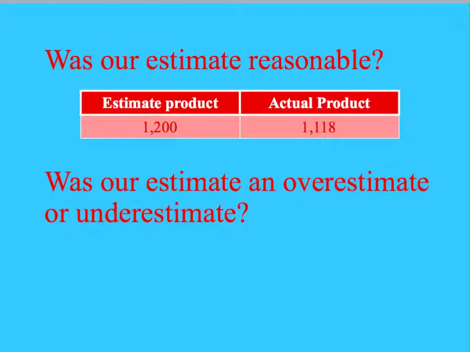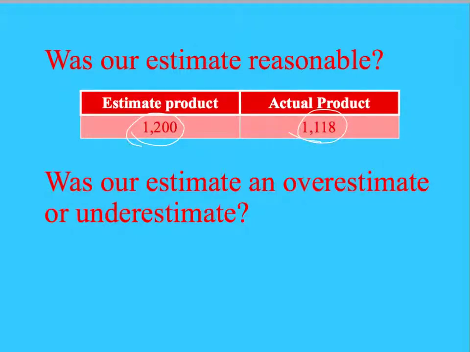Now let's take a look at our product and our estimate and see if it was a reasonable estimate. So here this chart shows our estimated product that we found at the beginning of the lesson was 1,200, and our actual product is 1,118. This shows me that it's a pretty reasonable estimate because these numbers are pretty close in value.